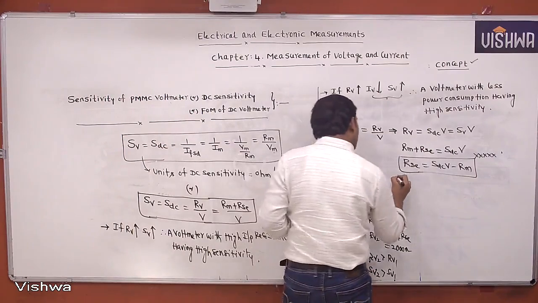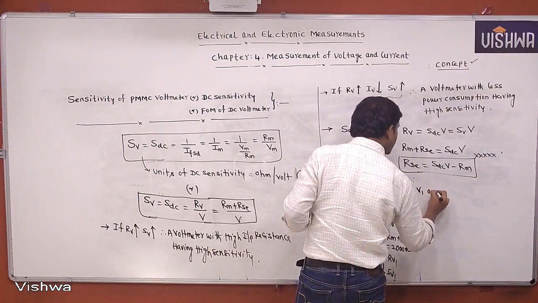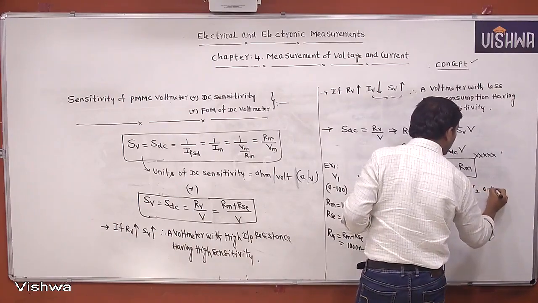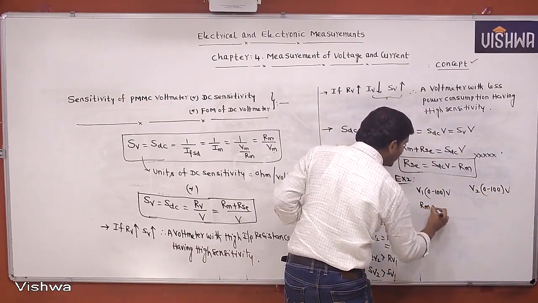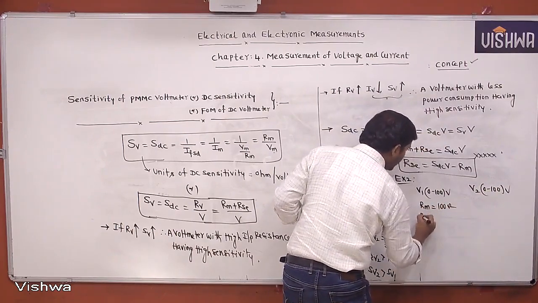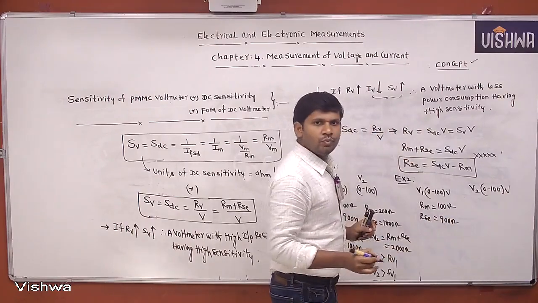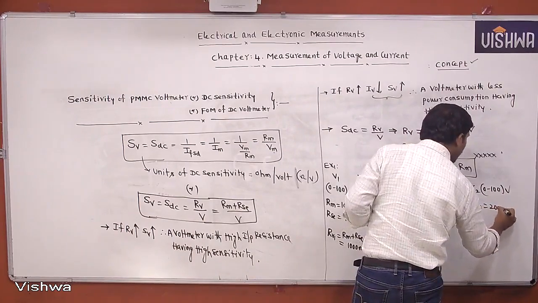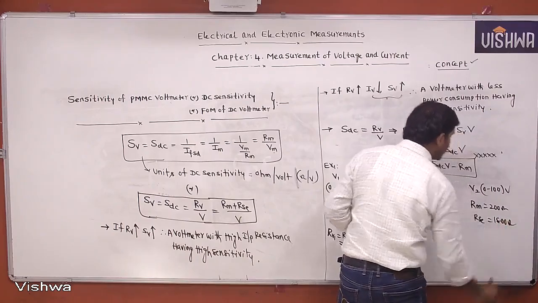But example 2. For example, if different ranges are given, V1 is a 0 to 100 volts voltmeter and V2 is a 0 to 300 volts voltmeter. Voltmeter 1 is designed with meter resistance of 100 ohms and series resistance of 900 ohms. Voltmeter 2 is designed with meter resistance of 200 ohms and series resistance of 1800 ohms.